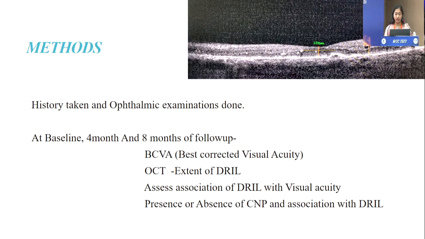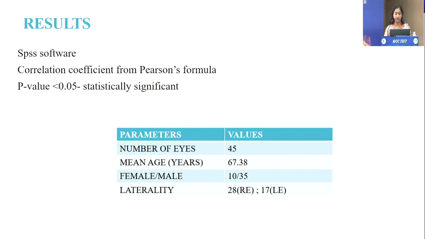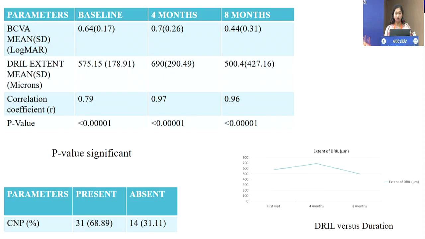Proper history was taken and standard ophthalmic examinations were done, and at baseline, 4 months and 8 months of follow-up, we checked BCVA and OCT to check the extent of DRIL, to assess the association of DRIL with visual acuity, and the presence or absence of CNP areas in association with DRIL. A total of 45 eyes were evaluated with mean age of 67.38. Female to male was 10 to 35, and laterality was 28 right eyes and 17 left eyes. At baseline, the mean BCVA was around 0.64.